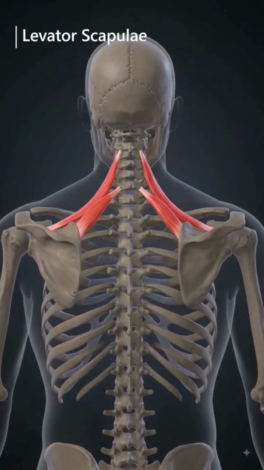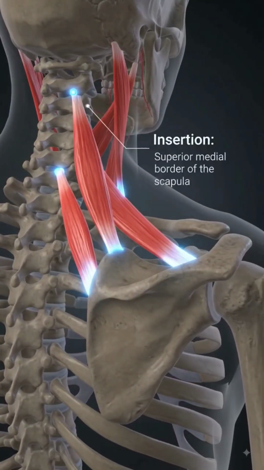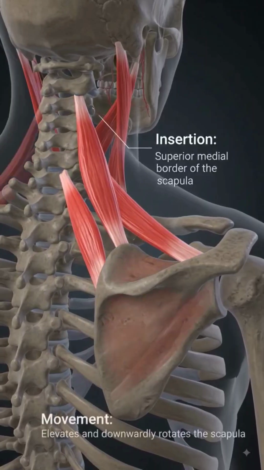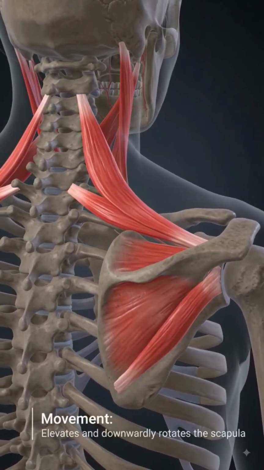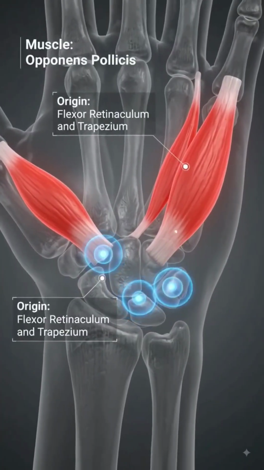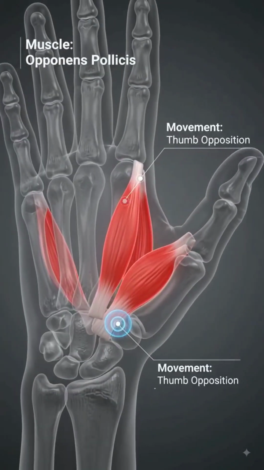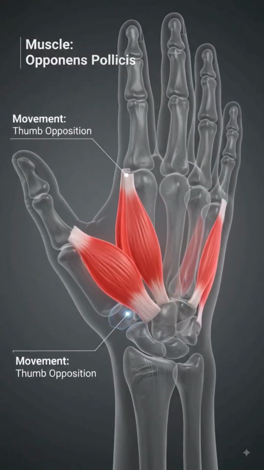Levator scapulae. Origin, transverse processes C1 to C4. Insertion, superior medial border of the scapula. Movement, elevates and downwardly rotates the scapula. Opponens pollicis. Origin, flexor retinaculum and trapezium. Insertion, first metacarpal. Movement, opposes the thumb.